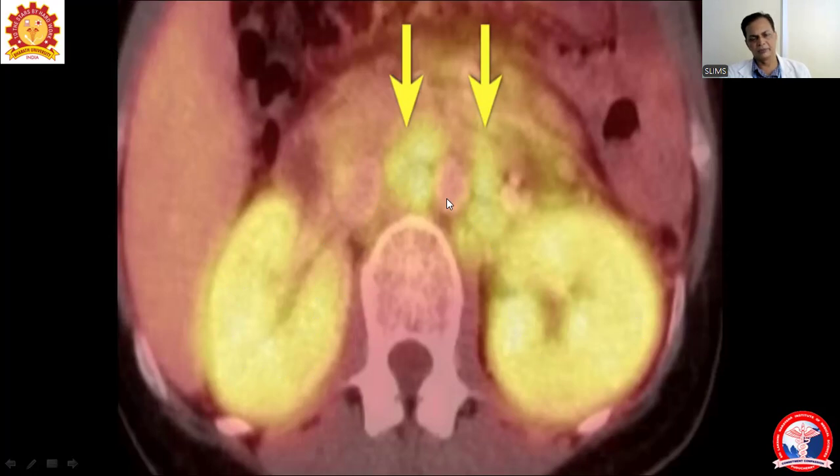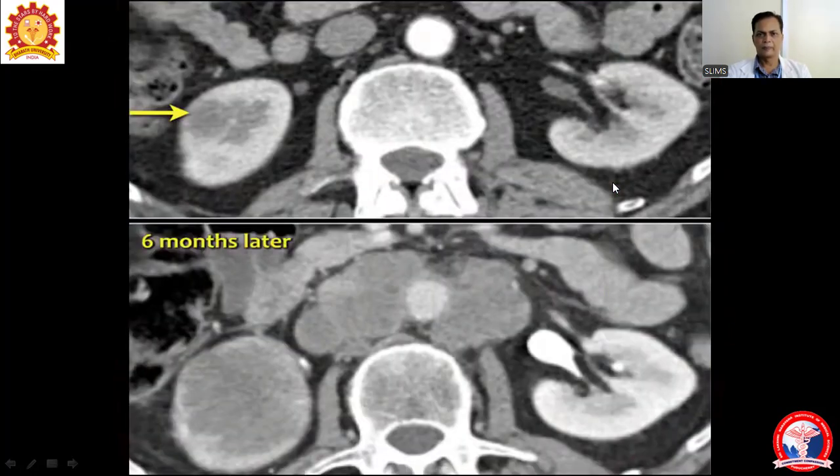So they are not showing any kind of hotness, what we call it in nuclear studies. So they are like iso dense, but then here both kidneys uniformly almost showing excessive uptake of isotope, as well as the metastatic nodes are also identified here by the both arrows. These are the metastatic nodes. This is the case of lymphoma.